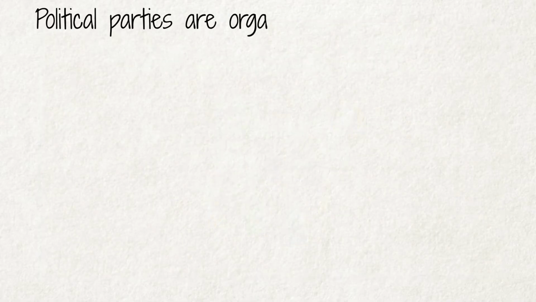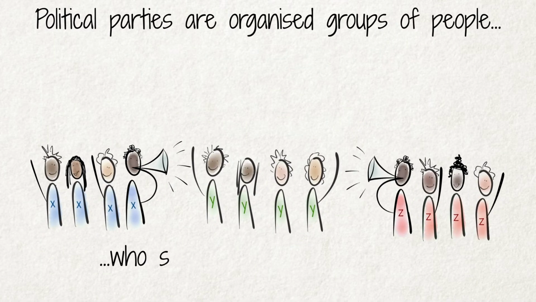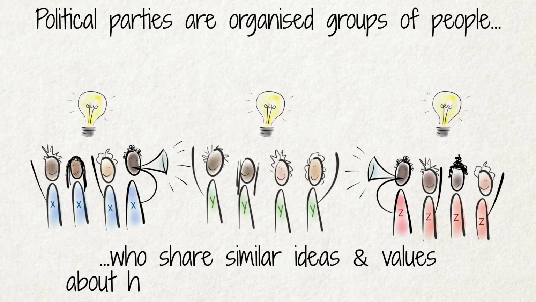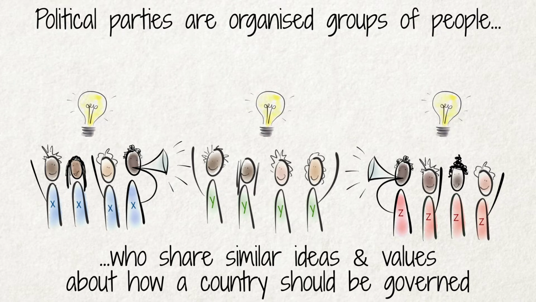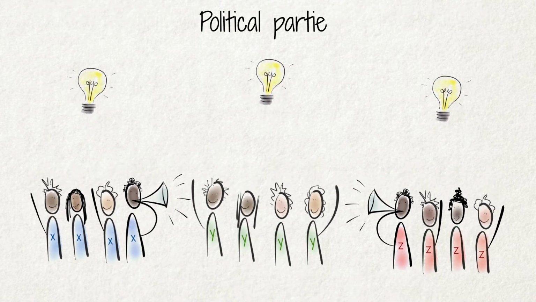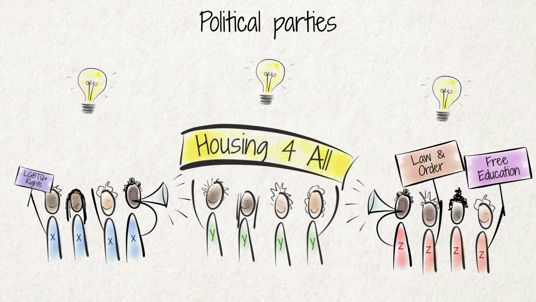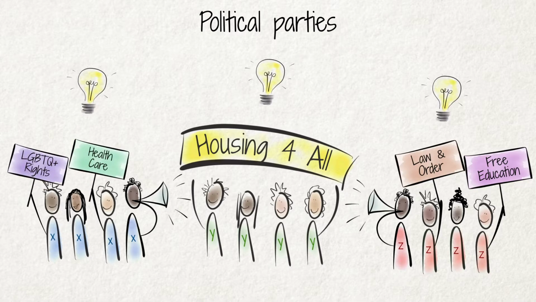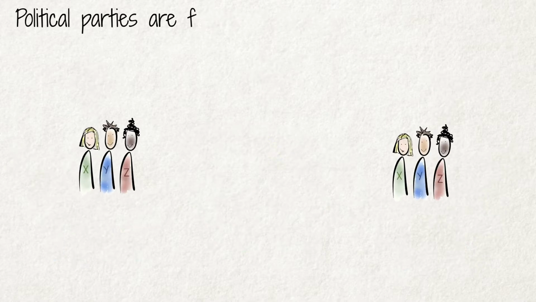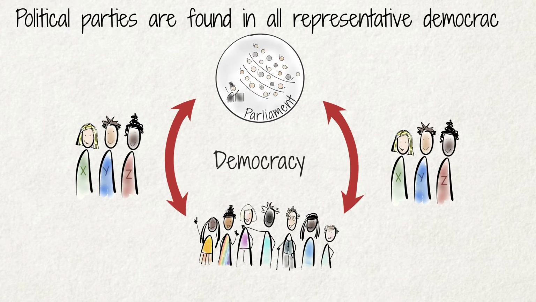Political parties are organized groups of people who share similar ideas and values about how a country should be governed. Political parties provide vehicles for citizens to come together to campaign for public office and to express their interests, needs, and aspirations for the society they live in. Political parties are found in all representative democracies.